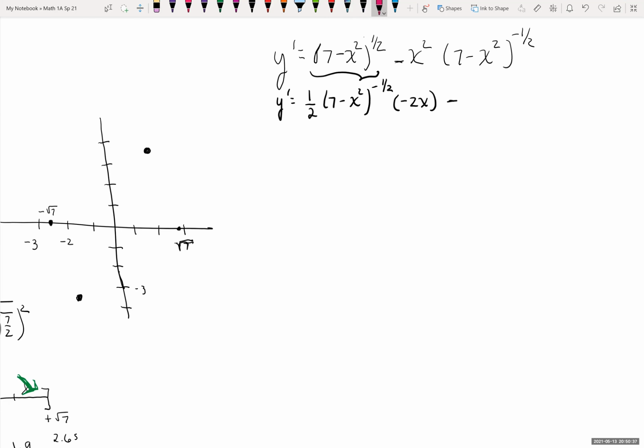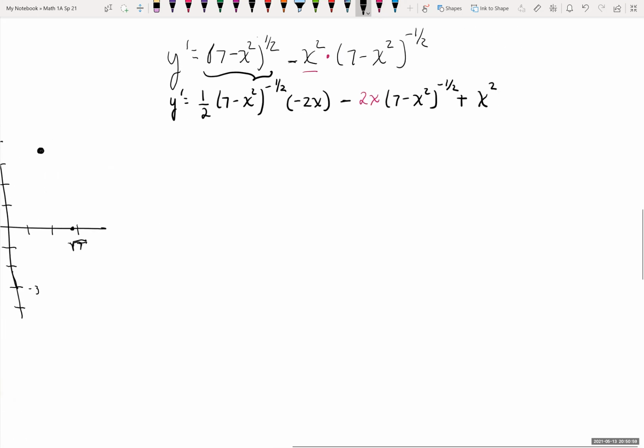Minus, unfortunately here, we're going to have to use our product rule. And so the derivative of our first piece, which is x squared, is 2x, all times the second piece, 7 minus x squared to the -1/2, plus the first, x squared, times the derivative of the second.